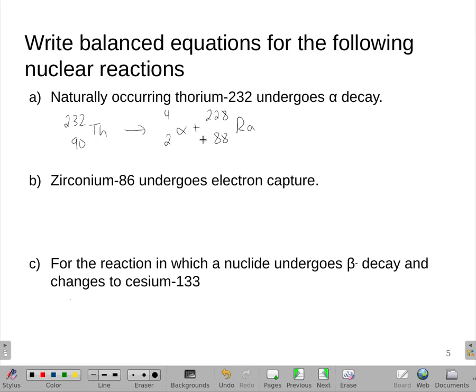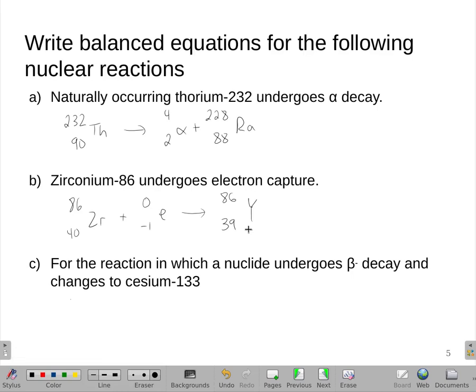Alright, going to do something similar for zirconium-86. Looking on the periodic table, zirconium has atomic number 40. We want it to go through electron capture. So we're going to have an electron on this side. And now we just do math. 86 plus 0 is still 86. 40 plus -1 is 39. Go back to the periodic table and see that that is Y.